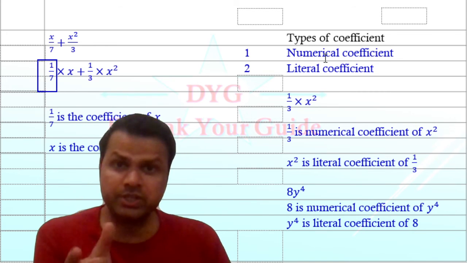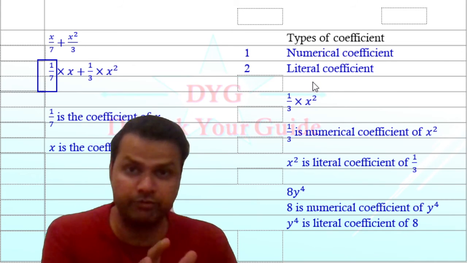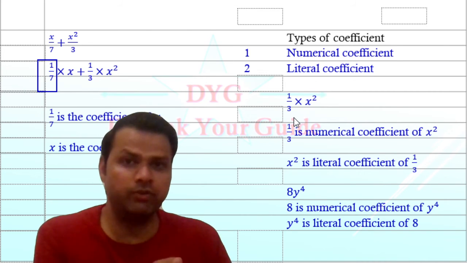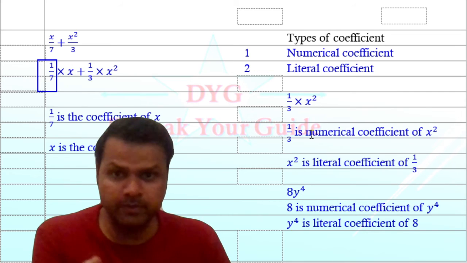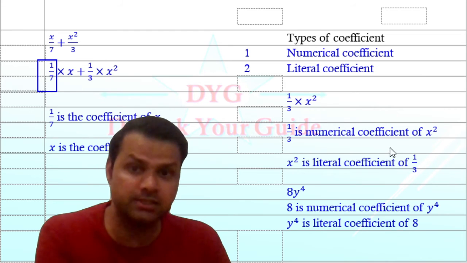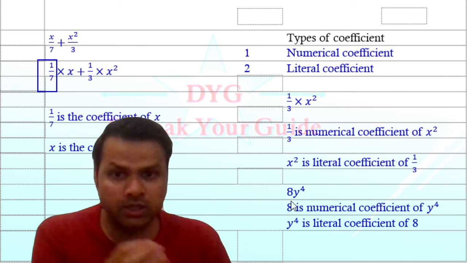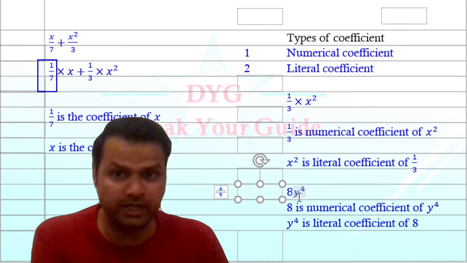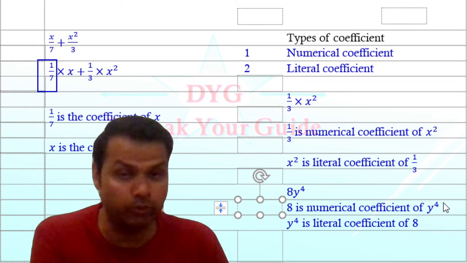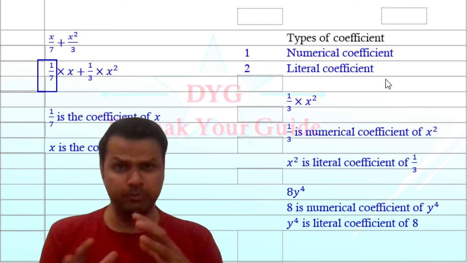So the types of coefficient that we were discussing: we have numerical coefficient and the literal coefficient. In numerical coefficient we have numbers and in literal coefficient we have letters. So in this example 1 by 3 is the number. So 1 by 3 is the numerical coefficient of x square and x square is the literal coefficient of 1 by 3. Now similarly, when I write another example which is 8y to the power 4, this 8 is the numerical coefficient of y to the power 4 and y to the power 4 is the literal coefficient of 8. So I think you may have got the idea.